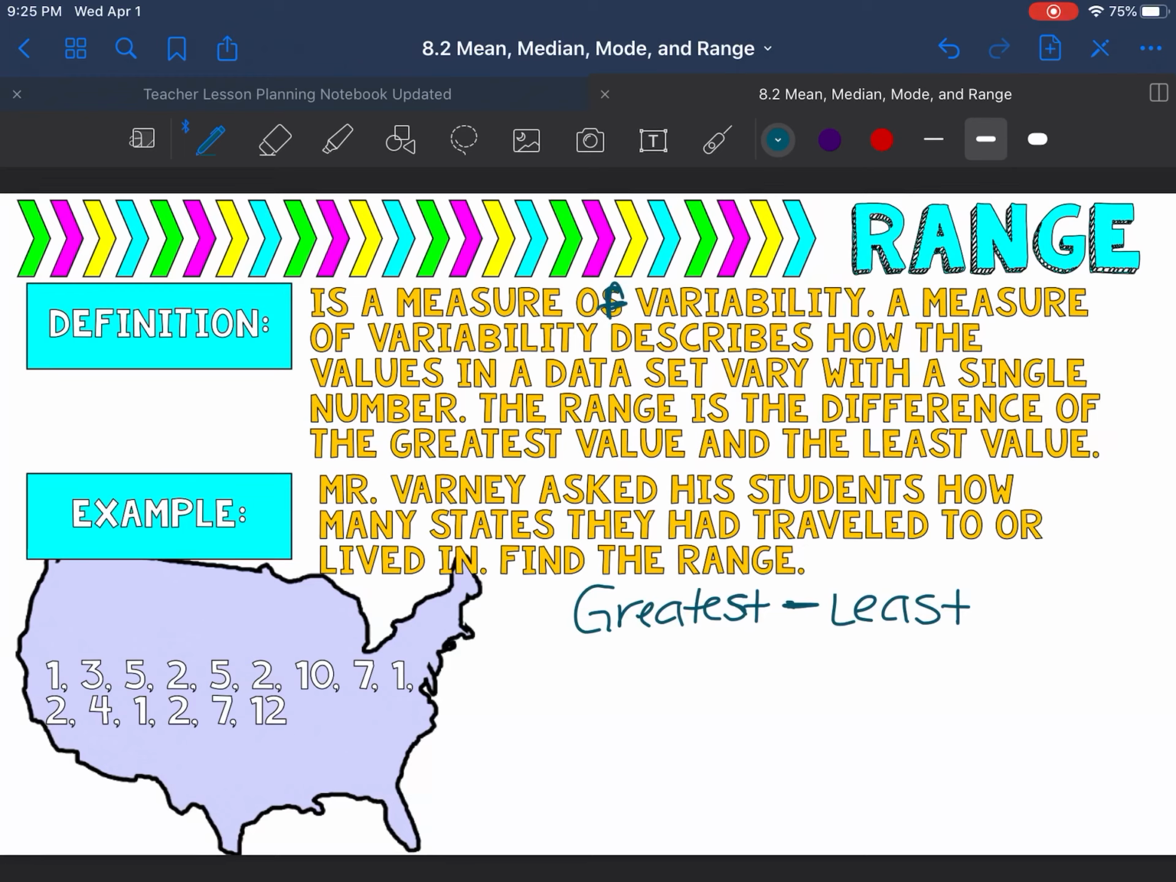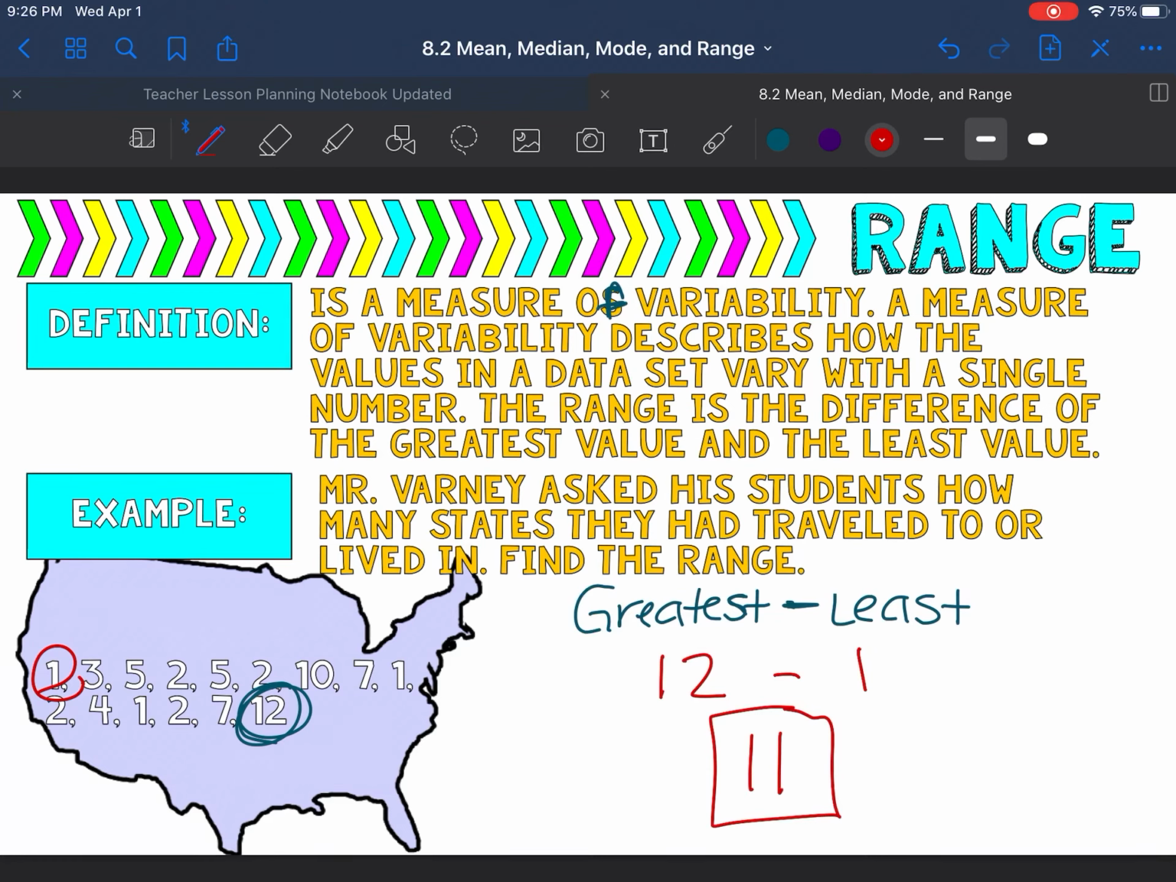So let's figure out what is our biggest number, okay? 1, 3, 5, 2, no. 5's biggest so far. 2, 10, that's the biggest so far. 7, no. 1, no. 2, no. 4, no. 1, 2, 7, 12. There we go. So 12 is our biggest number. What is our smallest number? Well, that's going to be easy. That's 1. So 12 minus 1 is 11. So my range is 11. That's all you're doing.